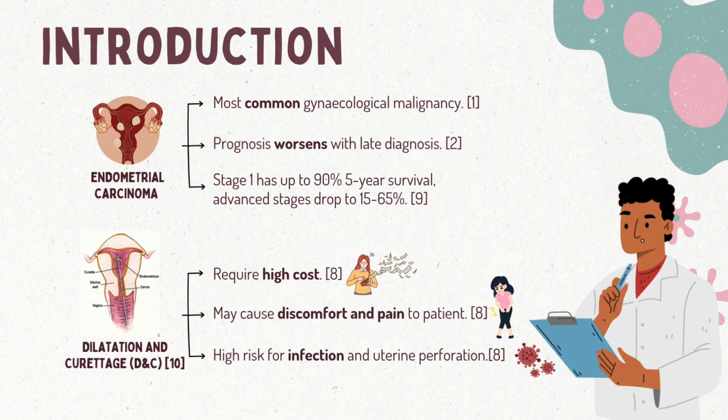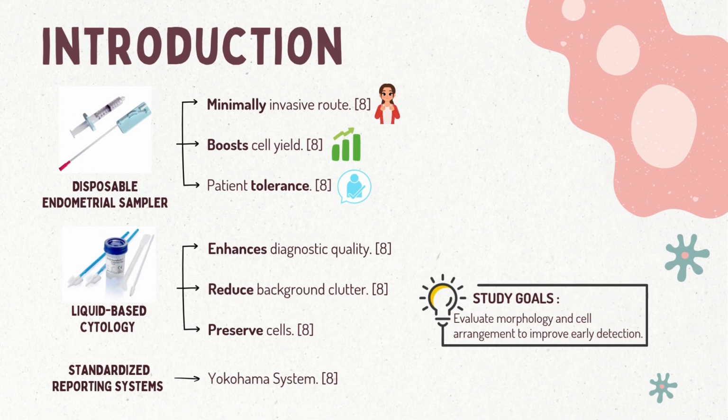Many hospitals still use dilatation and curettage (D&C) as the main procedure to check for endometrial cancer. However, this method is not only invasive and costly, but also causes pain and discomfort to the patient, with a notable risk of infection and uterine perforation.